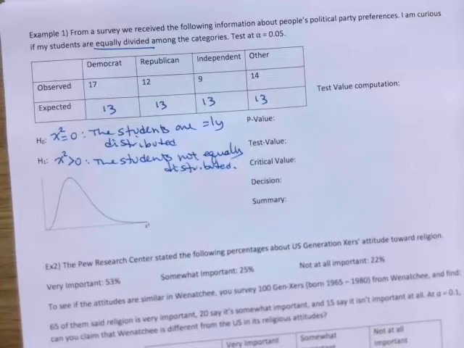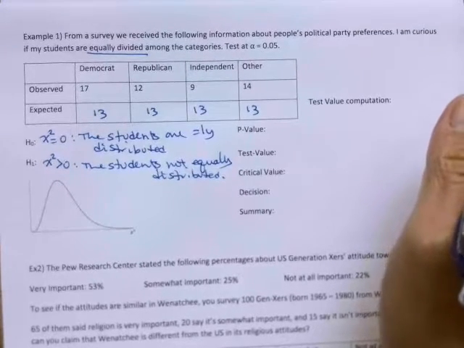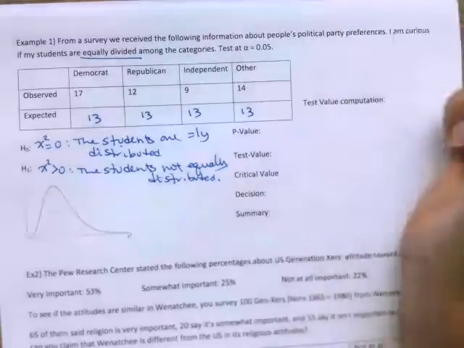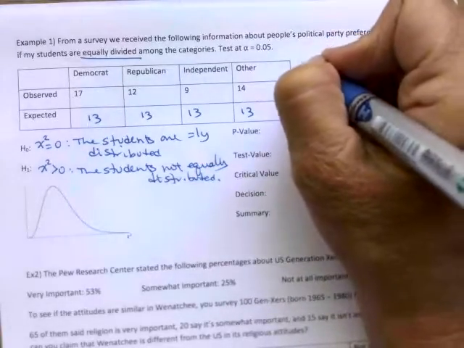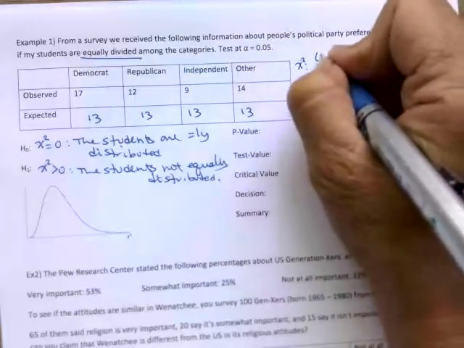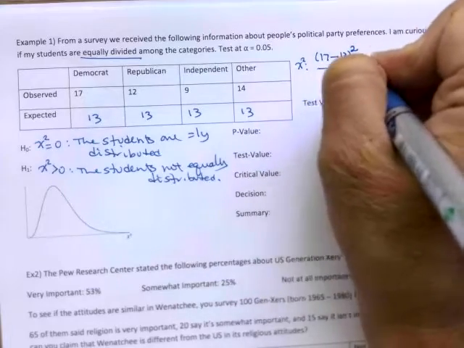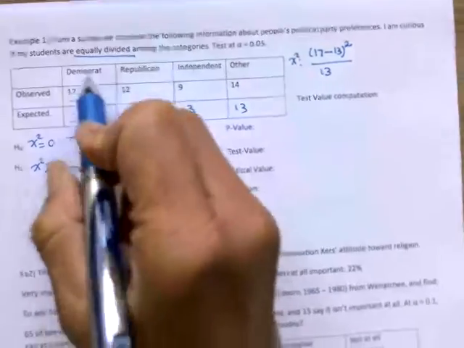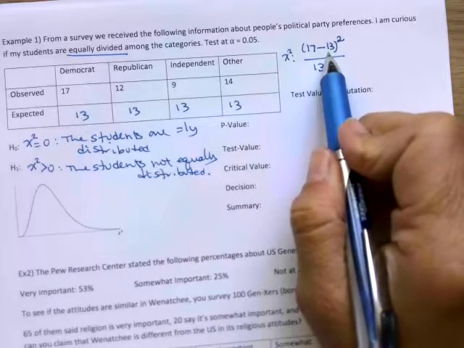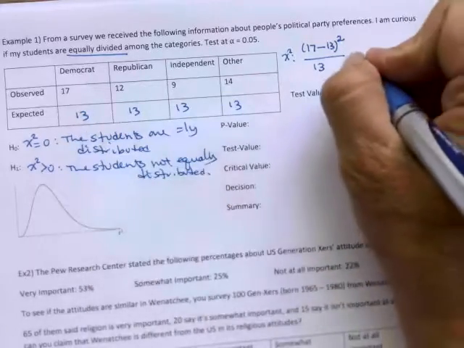So how can we do this? Well, let's go ahead and write out the test value computation. I'm probably not going to do it this way because my calculator is more than happy to do some of this for us, but we'll see. Okay, so chi-square test value. So observed, I have to do 4 of these. So observed minus expected squared divided by expected. So that was the Democrats. So 17 observed minus the 13 expected squared divided by the 13 expected. And then, right, we sum that up.